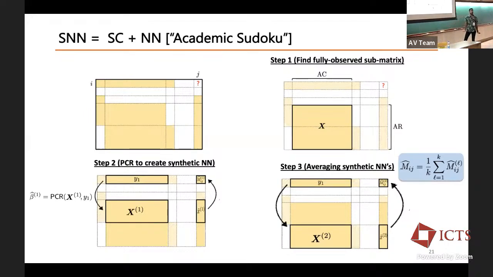It's a simple three-step algorithm. We're not using any covariates, nothing. We're just looking at the actual observed outcomes.